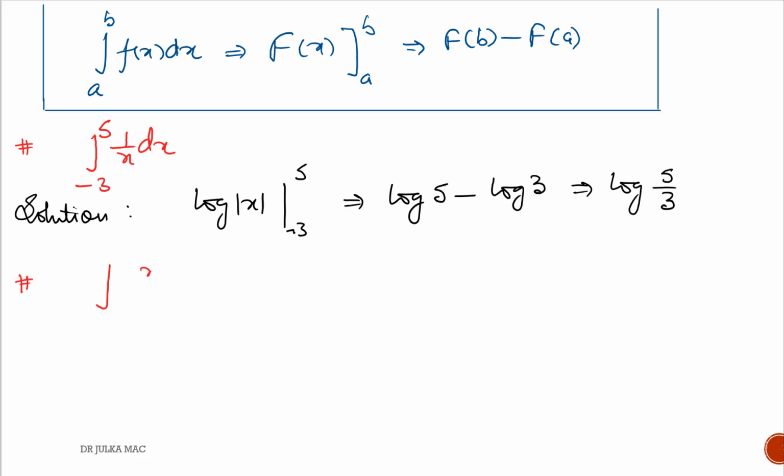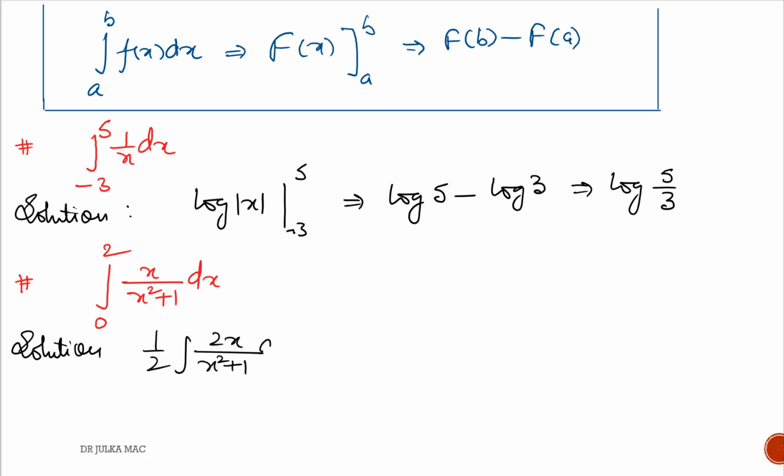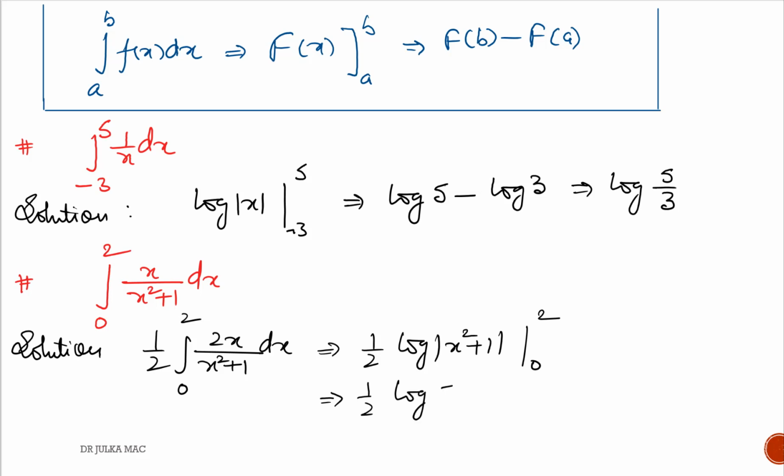Next example, x dx divided by x square plus 1, lower limit is 0, upper limit is 2. In this question, the derivative of the denominator is 2x, so divide by 2 and multiply by 2. So the answer is half log mod x square plus 1 and the lower limit is 0 and the upper limit is 2. After putting limits, we'll get half log 5 minus log 1. Log 1 is 0, so the answer is half log 5.